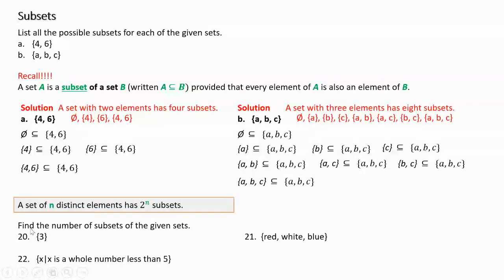Look at number 20. Find the number of subsets of the given set. It's only 1 element, so it's going to be 2 to the 1st power, which would be just 2. Look at 21. There's 3 elements, so it's going to be 2 to the 3rd power, which is equal to 8. 22. The set with elements x such that x is a whole number less than 5. Remember, whole number means it's going to be 0, 1, 2, 3, 4. So there's 5. So that'll be 2 to the 5th power, which will give us 32 subsets.